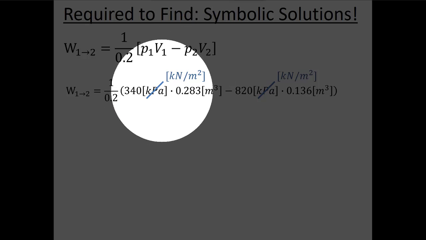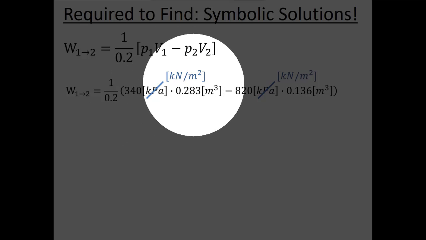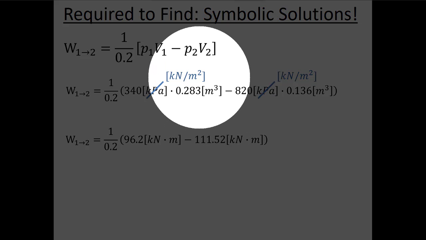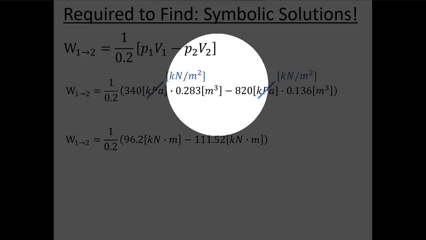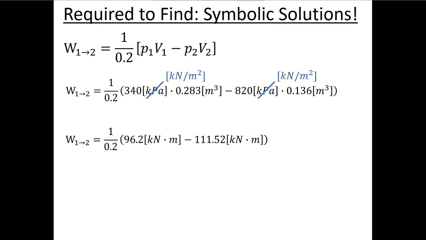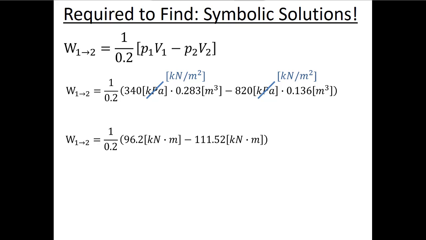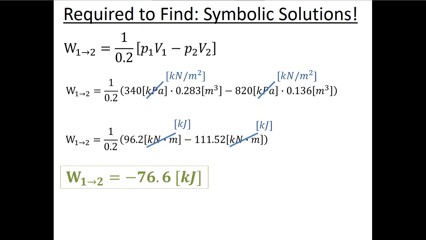So this kilopascals becomes 340 kilonewtons per meter squared multiplied by something times meters cubed. When I do that, the meters squared drop out and cancel, and this exponent becomes 1. So now I have kilonewton meters in both of these terms down here. So I'm getting the right unit, right? Because a newton meter is a joule, so that's kilojoules for work. My heat transfer was also in kilojoules, so this is encouraging.